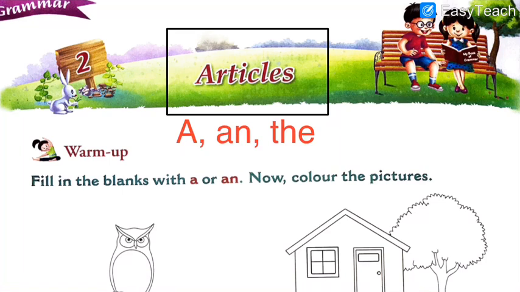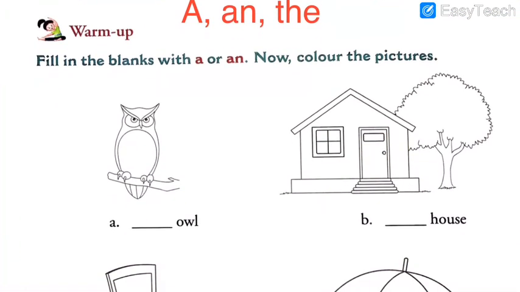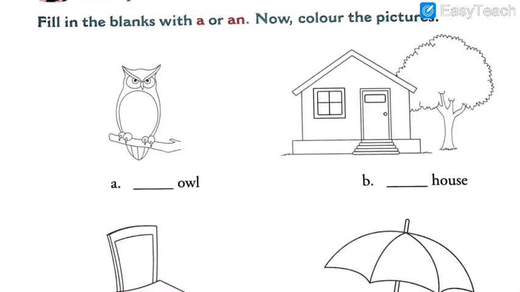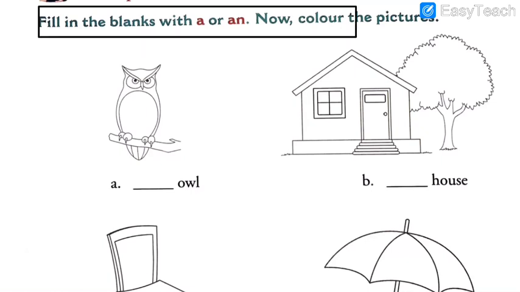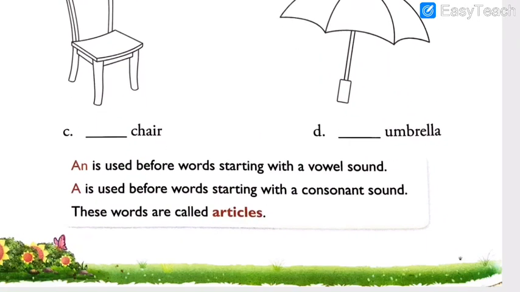So we are going to learn the use of articles in the sentences: when to use a, when to use an, and when to use the. I hope those who have watched my lectures remember a, an and the are the articles. So let's get started with the revision of chapter number 2. Here the warm-up exercise says fill in the blanks with a or an.